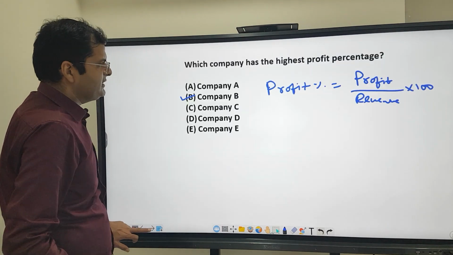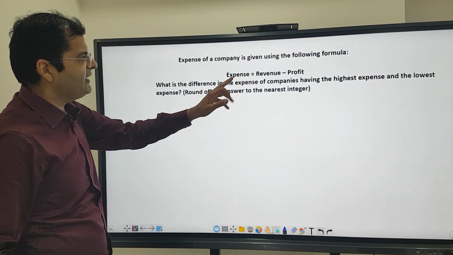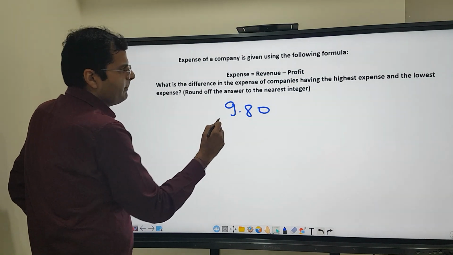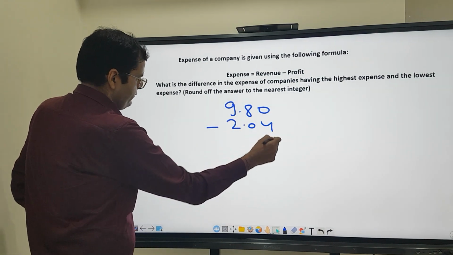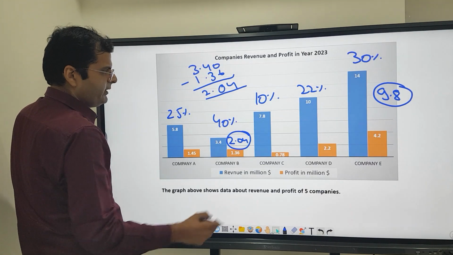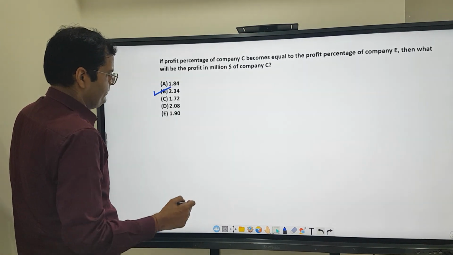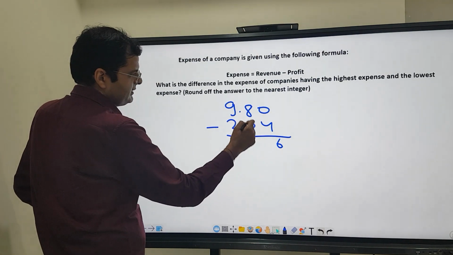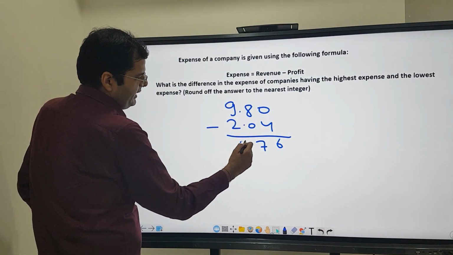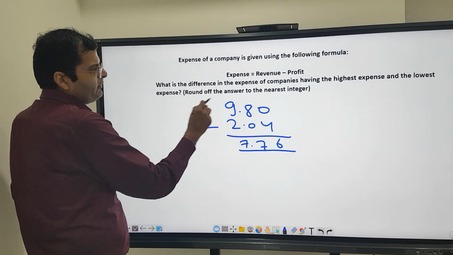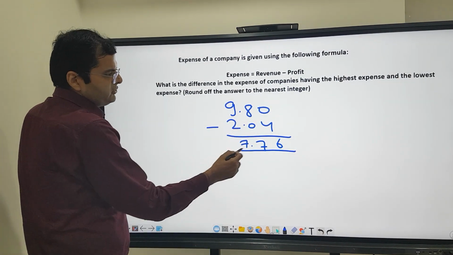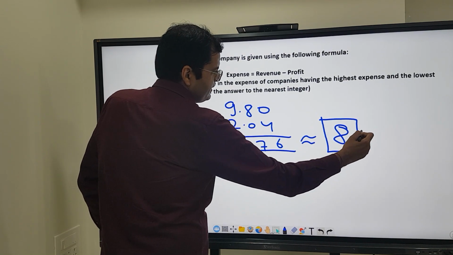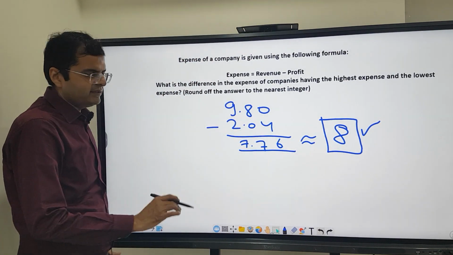What we need to find is the difference between them. The difference between the highest expense, which is 9.80, minus the lowest expense, which is 2.04. So 9.80 minus 2.04 comes out to be 7.76. You have to round off the answer to the nearest integer. So rounding off will make it 8. 7.76 is rounded to 8. So 8 over here is the right answer.